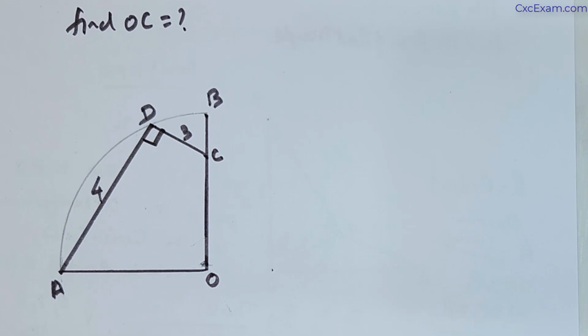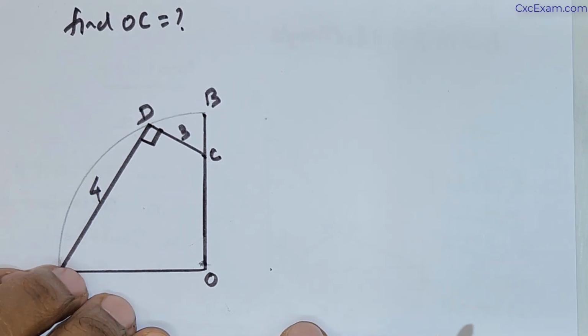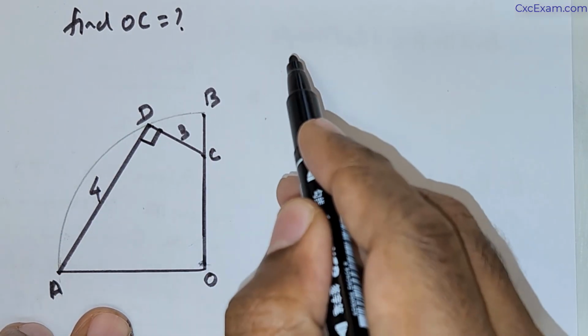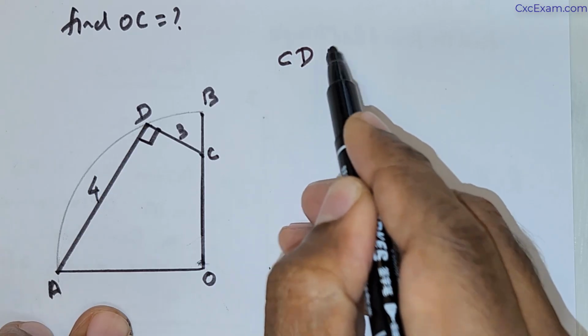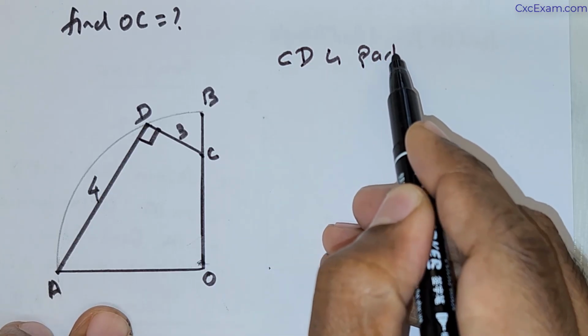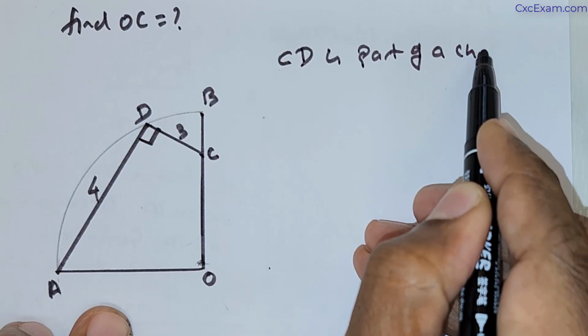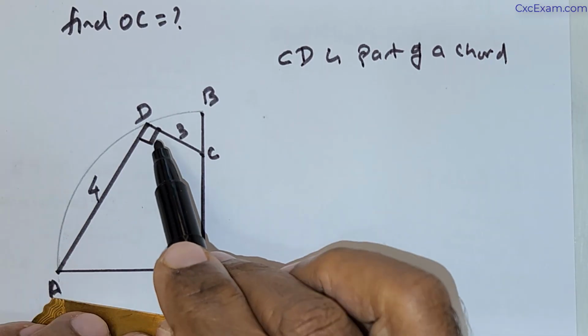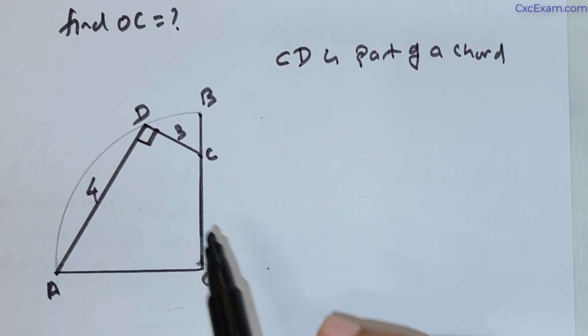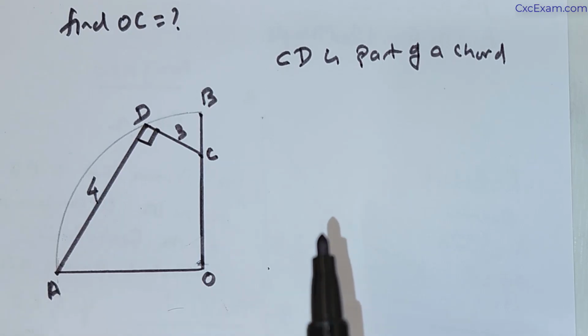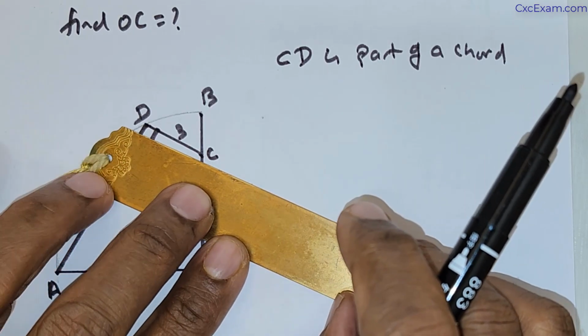Okay, I hope you all have got the answer. Now, foremost, this is a very important observation. Now, you see this region CD. CD is part of a chord that is making an angle of 90 degrees with another chord.